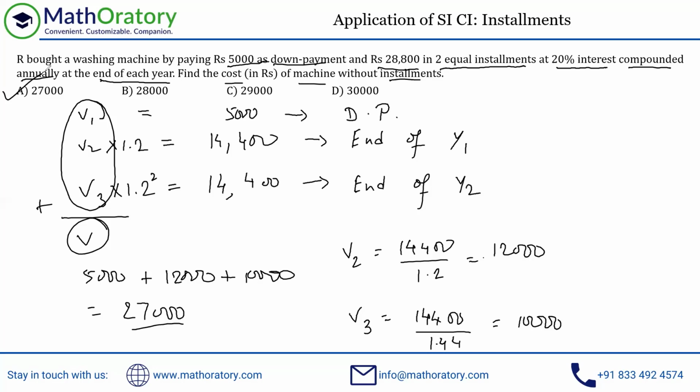In some cases, the installments might be given. In some cases, the total value might be given. So it depends on that. Whichever part is missing, you can take the variable smartly and work on it in the simplest manner.